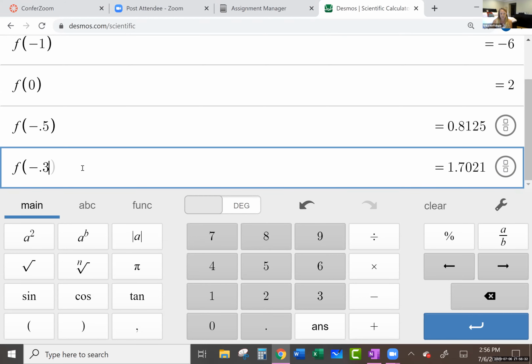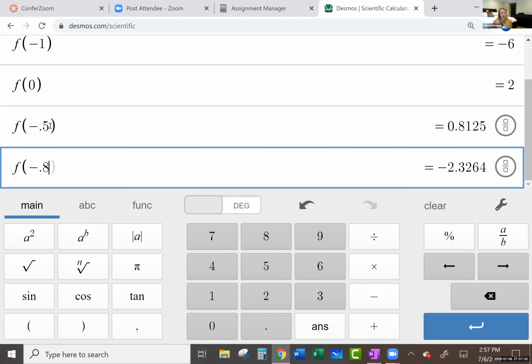So f of -0.3 is also positive at 1.75. Oh, actually, I'm sorry, I should have gone the other way. I should have gone between -0.5 and 1. And so how about -0.8? So -0.8 is negative, and -0.5 is positive.